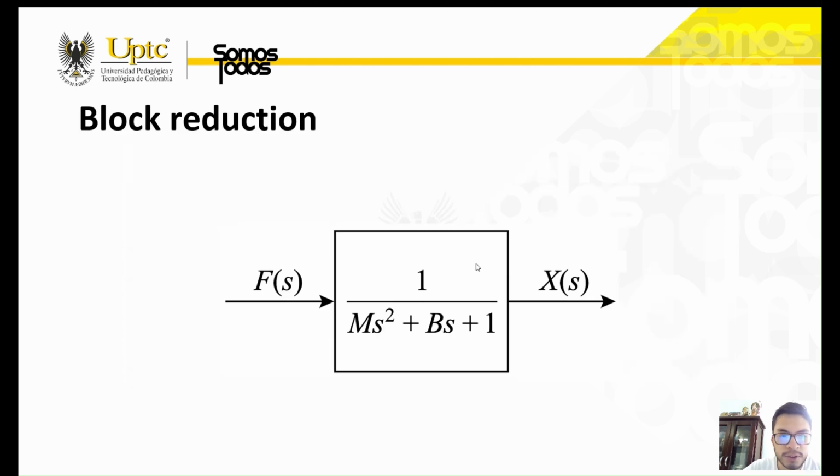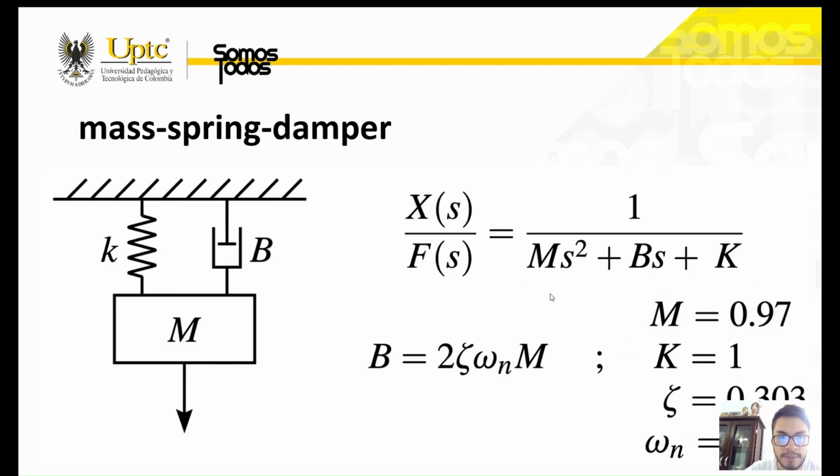The transfer function takes F(s) as input, and the output is X(s). This system's transfer function corresponds to the classical mass spring damper system. X(s) over F(s) equals 1 over ms squared plus bs plus k.